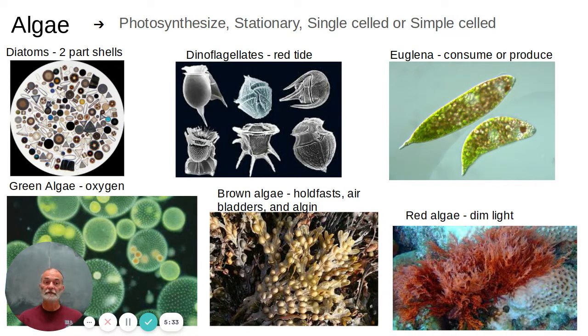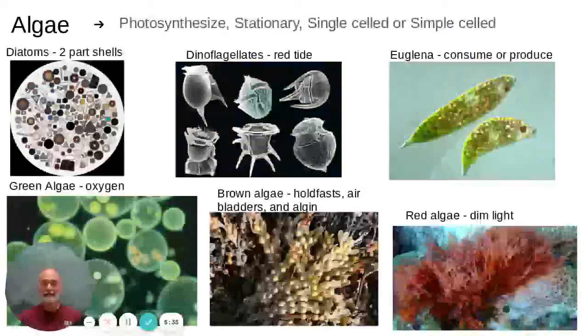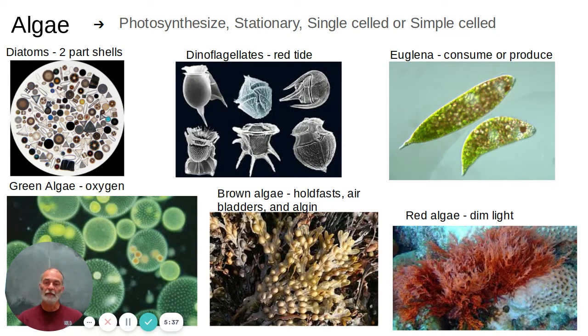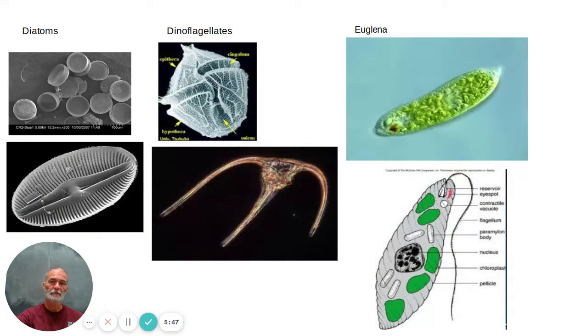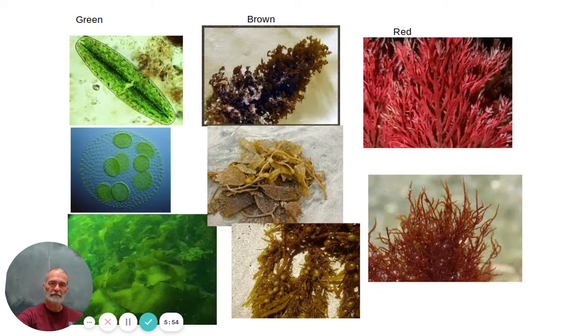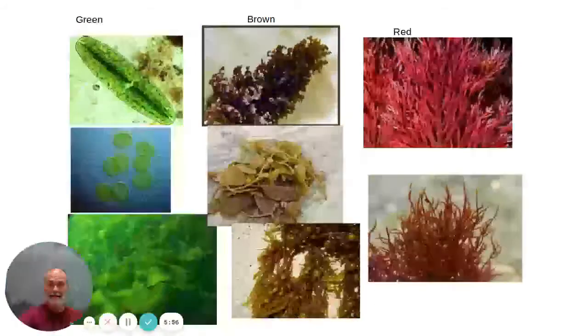On the surface, they're almost green. As they get deeper, they're more red, and when they're at the bottom, they're so red they almost can look black because they have so much red pigment inside of them. So those are the 6 groups. Here are just a few more pictures of the diatoms, dinoflagellates, and euglena, and then a few more pictures of the green, brown, and red algae.